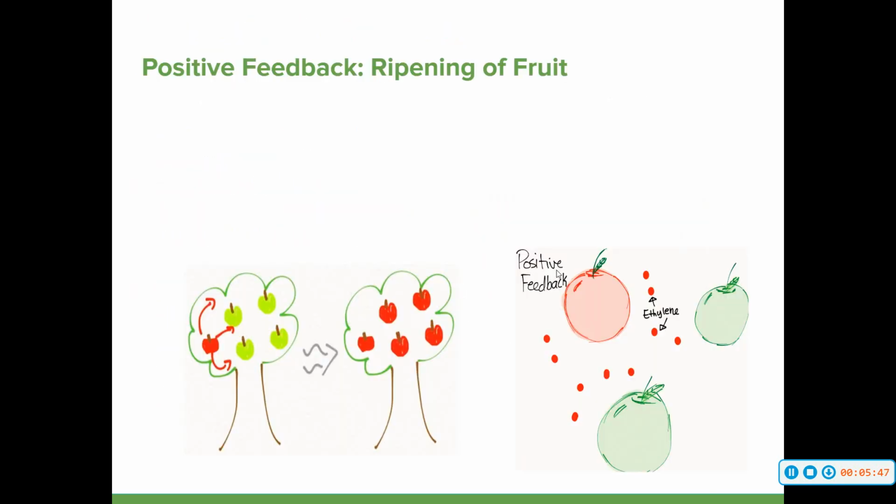This isn't just happening in animals like humans. This also happens in other organisms where we would see positive feedback loops. So for instance, here we have a tree, and one of the apples has now started to ripen. When it does, that apple will release a hormone, which is just a chemical signal messenger, and it'll release ethylene, that gas, into the air.